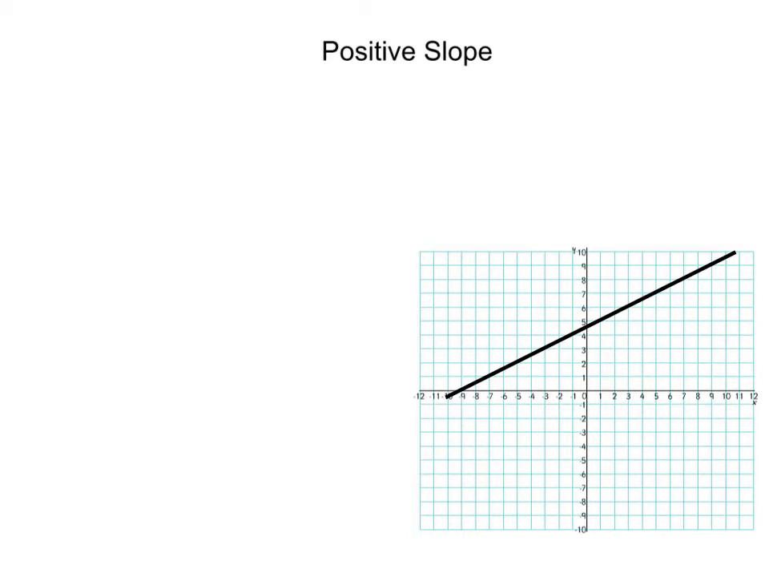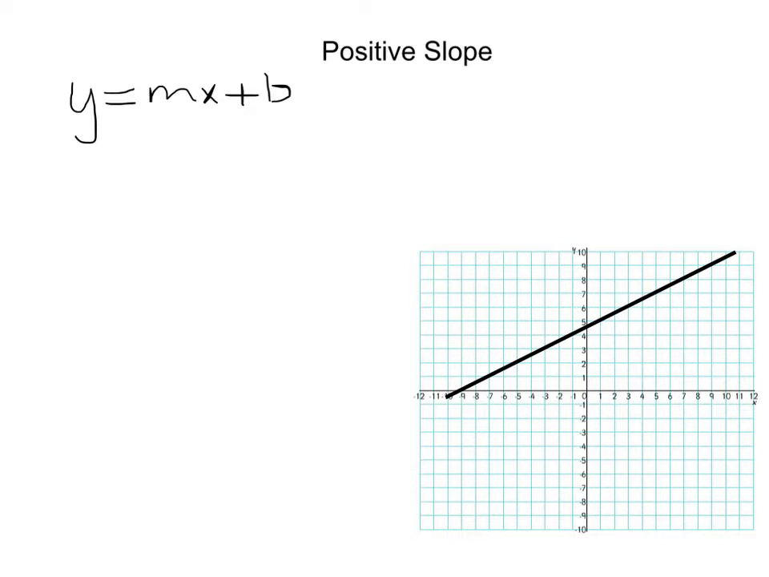So one of the things that we need to remember is, first, the form of the equation for a line. And if you'll remember, the equation of a line is always written as y equals mx plus b. So there we have our equation. And let's see if we can remember what the different parts of this equation are.